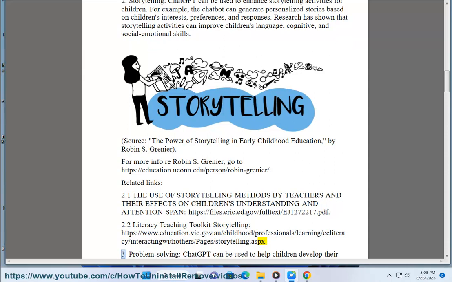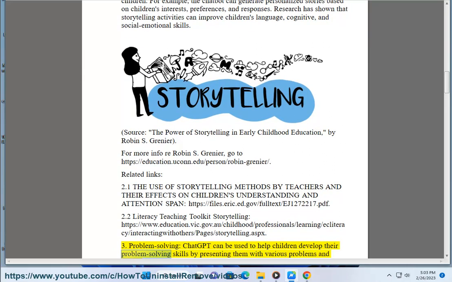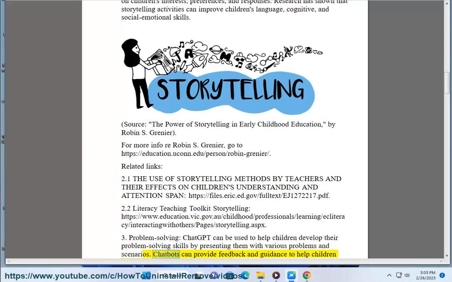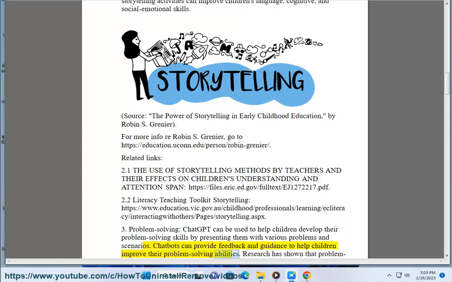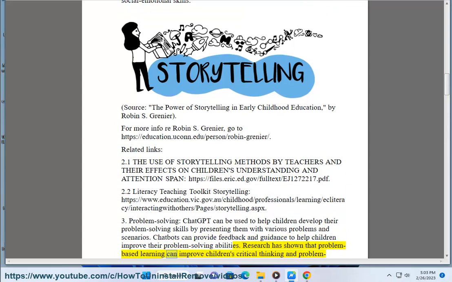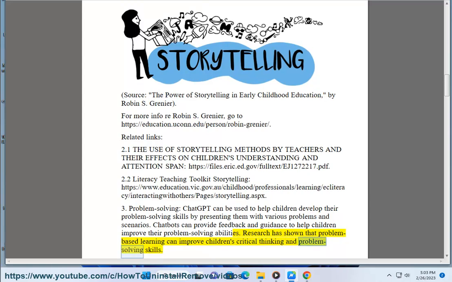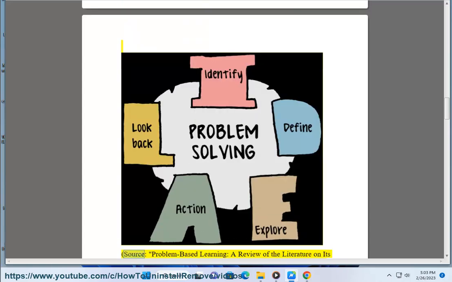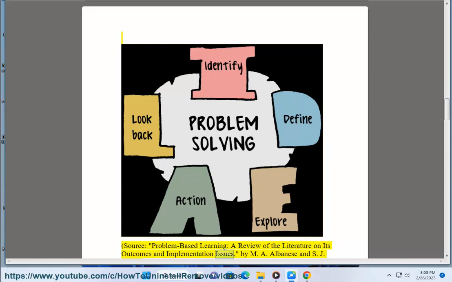3. Problem solving. ChatGPT can be used to help children develop their problem-solving skills by presenting them with various problems and scenarios. Chatbots can provide feedback and guidance to help children improve their problem-solving abilities. Research has shown that problem-based learning can improve children's critical thinking and problem-solving skills. Source: Problem-Based Learning, a review of the literature on its outcomes and implementation issues, by M.A. Albanese and S.J. Mitchell.